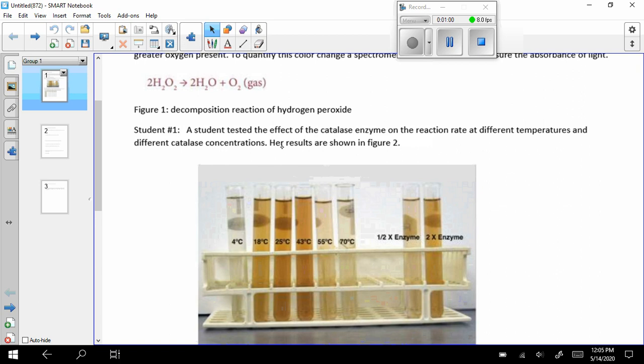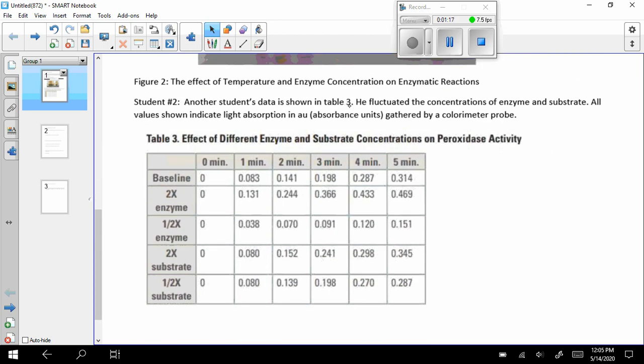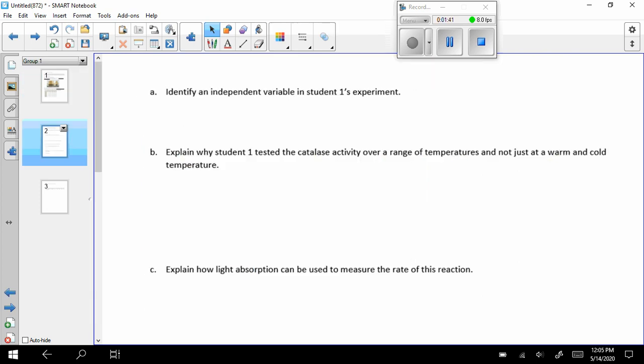Student 1, a student tested the effect of the catalase enzyme on the reaction rate at different temperatures and different catalase concentrations. So here's her setup, all of her different temperatures and her different enzyme concentrations. And student 2, another student's data is shown in table 3. He fluctuated the concentrations of enzyme and substrate. All values shown indicate the light absorption in AU, absorbance units, gathered by a colorimeter probe. All right, so this kid's got a baseline, and then he used double the enzyme or half the enzyme, double the substrate or half the substrate. And it shows all the different readings. So on to the questions.